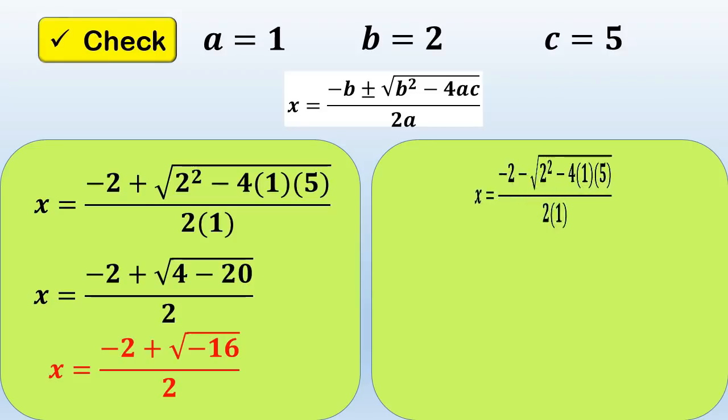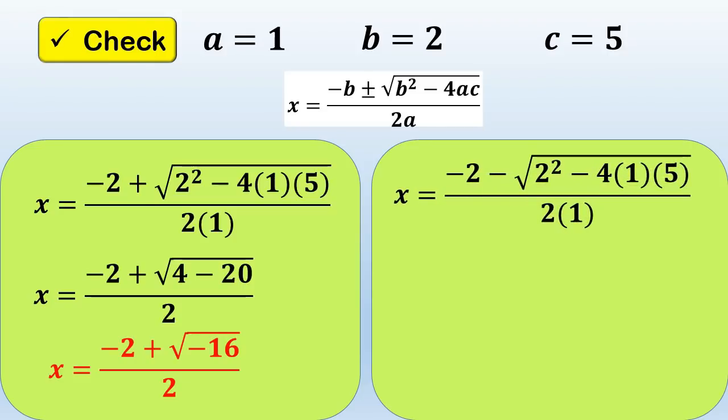Next, let's use the negative sign. So negative 2 minus the square root of 2 squared minus 4 times 1 times 5 over 2 times 1. So, let's simplify and copy negative 2 minus the square root of 2 squared. So, it is equal to 4 minus 4 times 1 is 4, times 5 is equal to 20, over the denominator 2 times 1 is equal to 2. So, we have here negative 2 minus the square root of 4 minus 20 over 2.